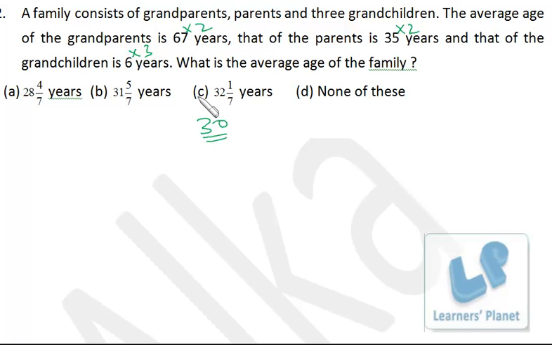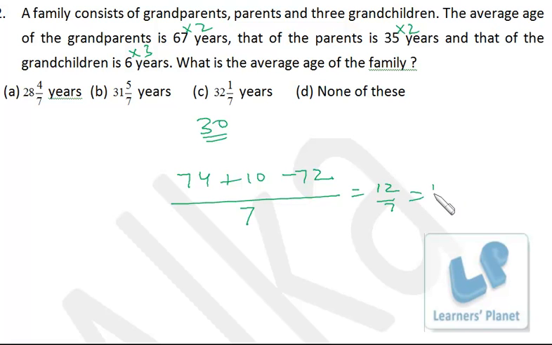So 67, 30, difference is 37 for 2 persons, so it's 74. 35 into 2, deviation is 5 each, so in all it is 10, and deviation here it is minus 24, that is a negative deviation, so minus 24 for 3, so that comes to minus 72, and in all there are 7 persons, so this is the average deviation. So 74 minus 72 is 2 plus 10, 12 by 7, so it's 1 plus 5 by 7, right?